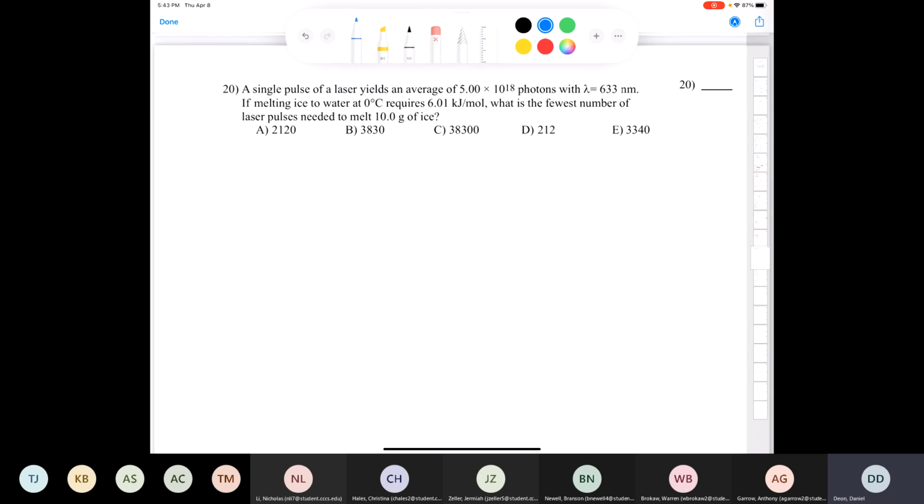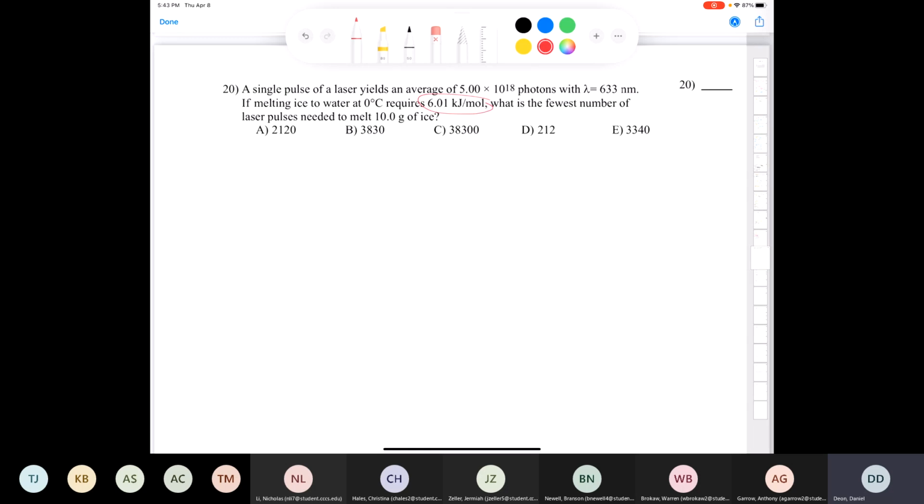It says a single pulse of a laser yields on average 5.00 times 10 to the 18 photons, and they have this wavelength. Okay, good. If melting ice to water at 0 degrees Celsius takes 6.01 kilojoules for every mole, what's the fewest number of laser pulses that I need to melt 10 grams of ice? Well, here's the way I solve the problem. The first thing that I think of is this.